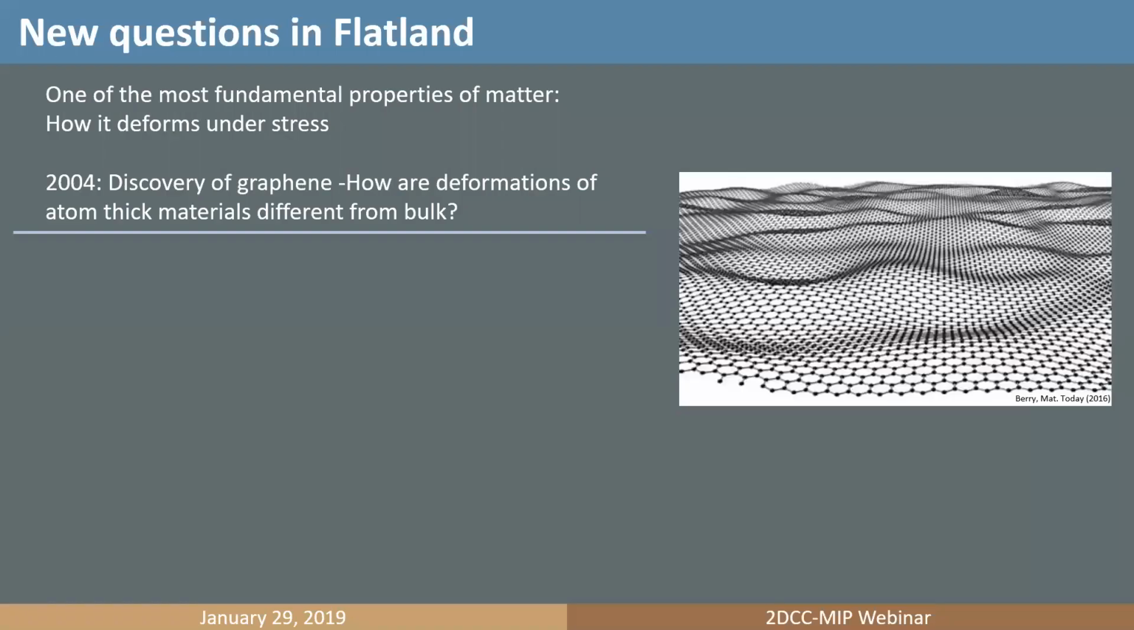One of the most fundamental properties of matter is the measure of how it deforms under applied stress. After studying the elastic properties of bulk materials for the past several centuries, in 2004, when graphene was discovered, it immediately opened the door for many important and interesting questions. Questions which are at the same time fundamental to understand and very important from the engineering and application point of view. For example, how are deformations in materials which are only a single atom thick different from materials which are bulk?